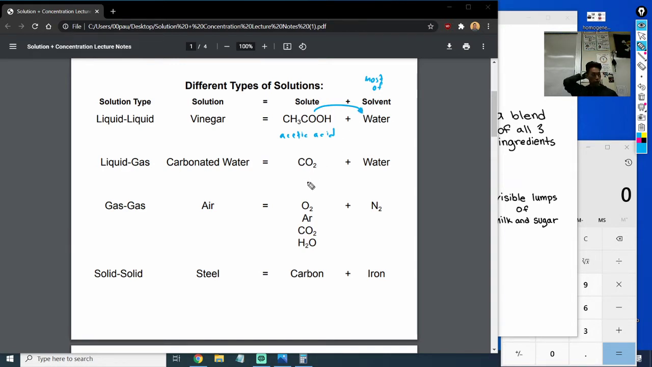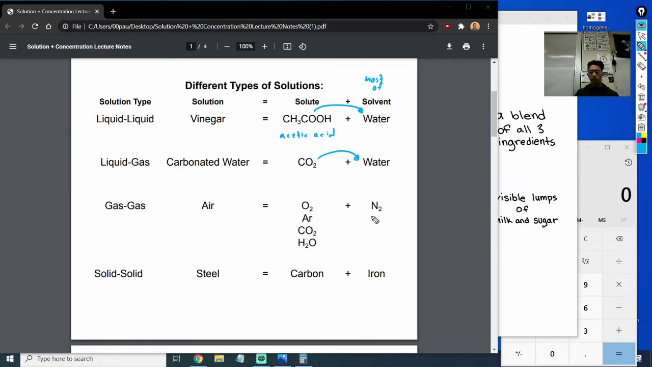Example of another type of solution would be a liquid-gas. Example would be carbonated or sparkling water, where you have carbon dioxide dissolved inside of water. So you can dissolve gases inside of water. Another solution type would be gas. The air around us is a solution because if you look, you can't really see the different parts of the air, right? Everything kind of looks the same. I can't really see the air, but you get my point.